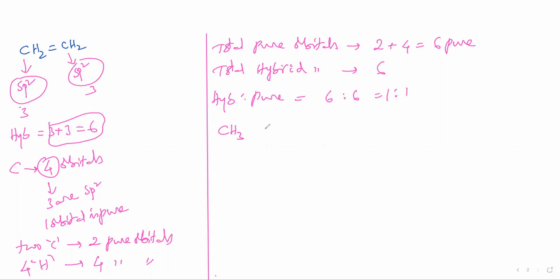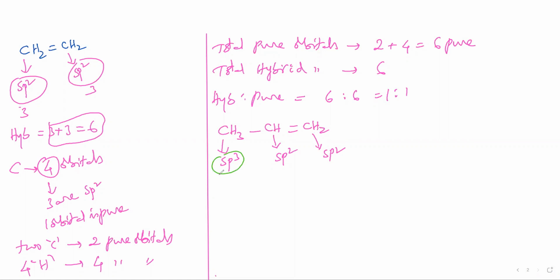Similarly, if you consider one more example, CH3-CH=CH2. Then how can you determine hybrid and pure orbitals in this case? First, write what is the type of hybridization here. This is sp3. This is sp2. This is sp2.